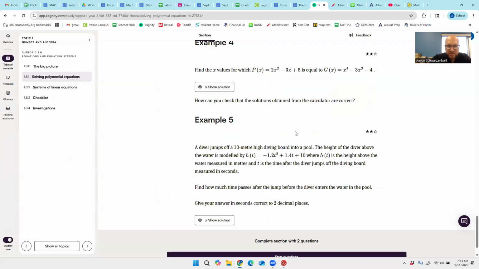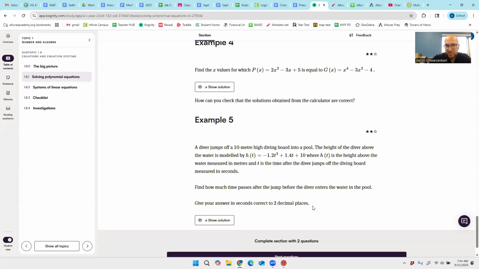A diver jumps off a 10-meter high diving board into a pool. The height of the diver above the water is modeled by the equation h of t equals -1.2 t squared plus 1.4 t plus 10, where h of t is the height above the water measured in meters and t is the time after the diver jumps off the diving board. Find how much time passes after the jump before the diver enters the water in the pool. Give your answer to 2 decimal places.